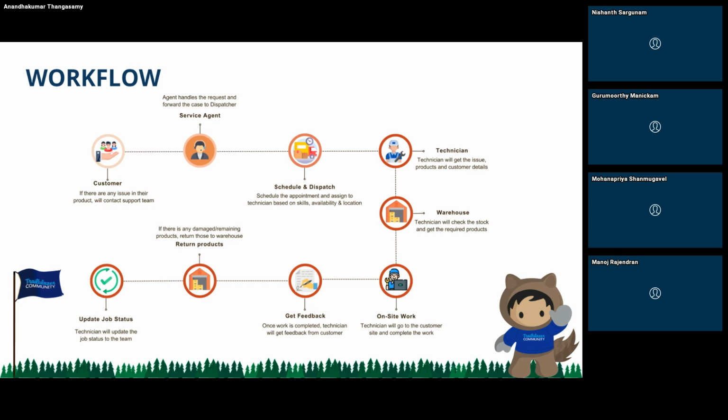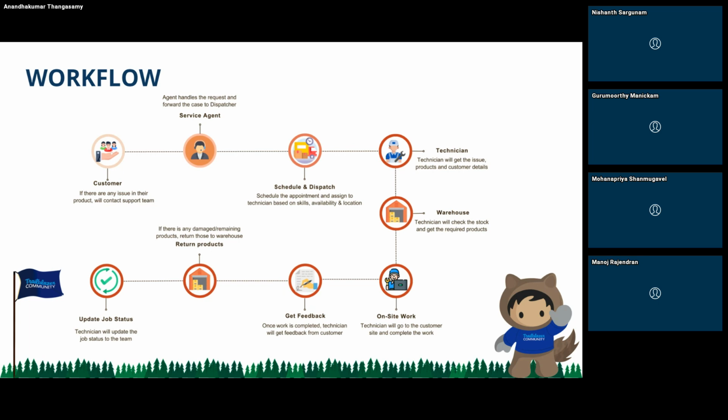If a product is unavailable, then he has to request the product, and he will get to know, as the warehouses can be in different locations, in which location the product is available. So he will go there, get the required products and go to the customer site.